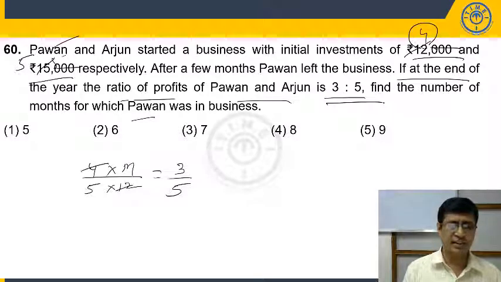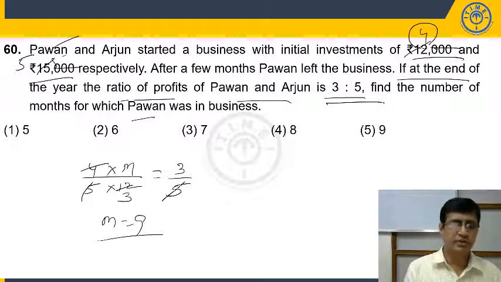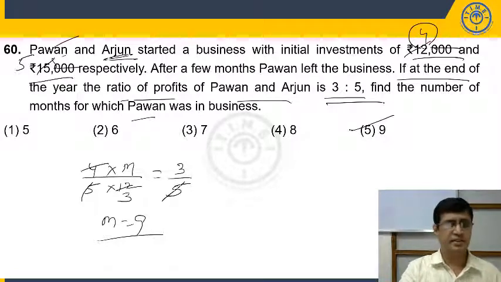What is the cancellation? 4 goes exactly 3 times in 12, and 5 and 5 get cancelled. The m value is 9 months. So Arjun invested his capital for 9 months only. Option 5 is the right answer.